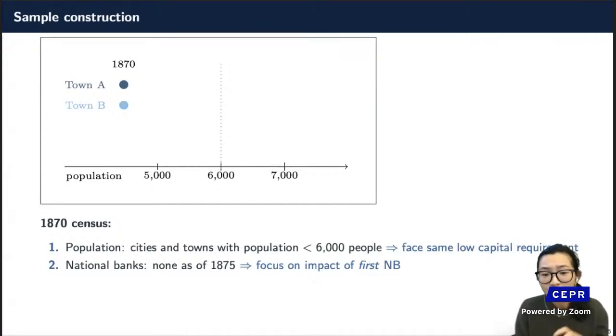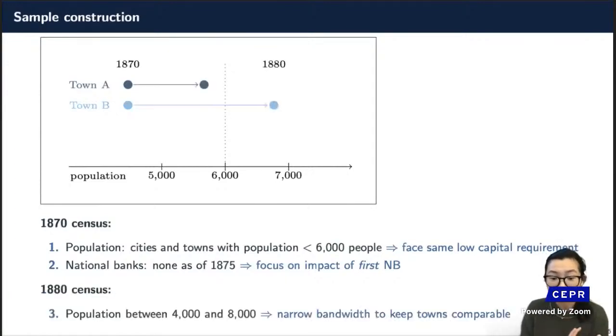Okay, so we have this set of towns that look very similar in 1870. And what we do is we then track how much they've grown into 1880. And we require that as of 1880, their population is still within this bandwidth of 4,000 to 8,000. And that's just a further restriction so that the places we're comparing look fairly similar on observable characteristics and are more likely to be similar on unobservable characteristics.